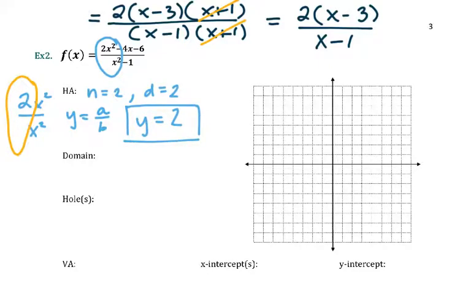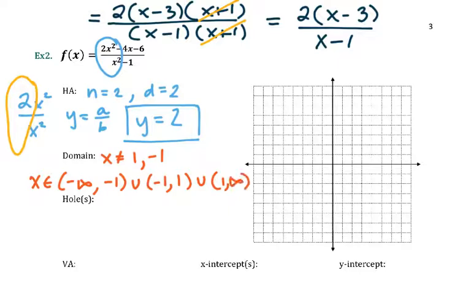All right, now the domain, those are any values that the function's not allowed to equal. And in this case, looking at our denominator here, there are two numbers that we would have to leave out. X can't equal positive 1 or negative 1. So if we wanted to write that in interval notation, we would say negative infinity to negative 1, union negative 1 to positive 1, union 1 to infinity.